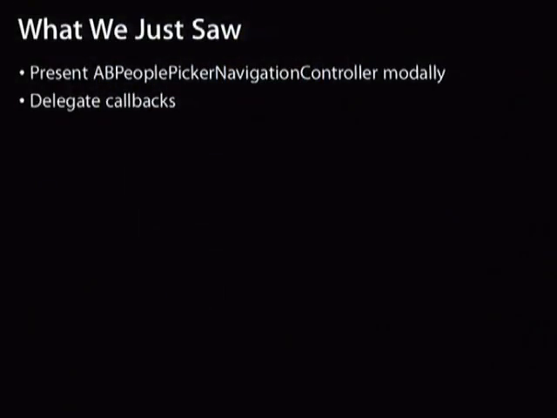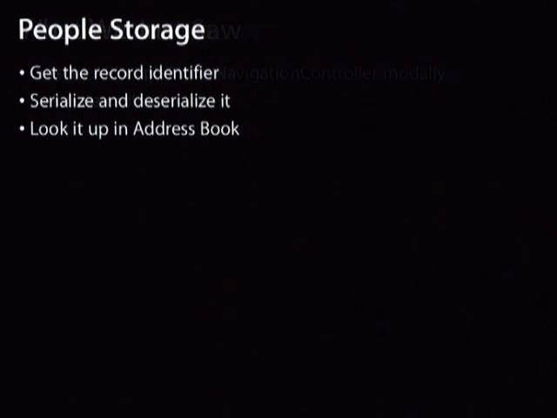All right. So again, we just saw present the people picker modally, and then implement the delegate callbacks: the cancel, the selection of a person, selection of an actual individual property. A couple more things I wanted to mention briefly. Storing people. In order to store people, how do you actually store it in your own database?